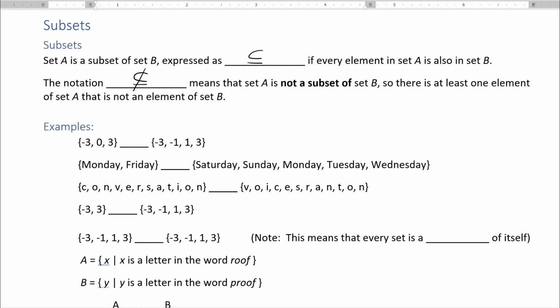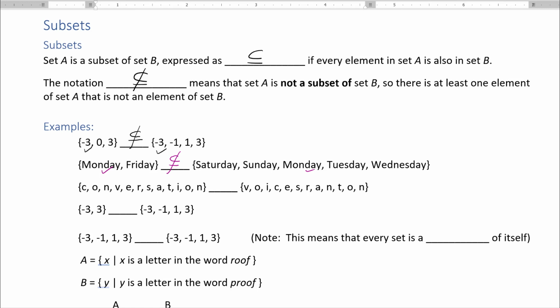So here's a couple of examples. We have two different sets. We're not talking about element of, we're talking about two separate sets. Is every element that's in the first set also in the second set? So -3, yes. 0, oh, no, 0 is not in the second set. So I can say that this is not a subset. How about the next problem? Monday, sure. Friday, oh, Friday's not in there. So this is not a subset.